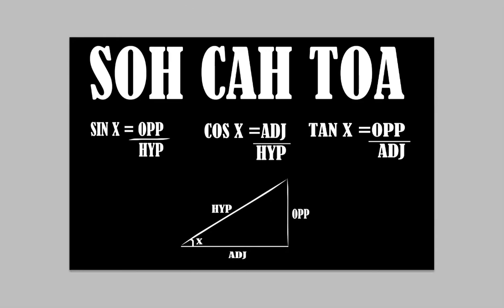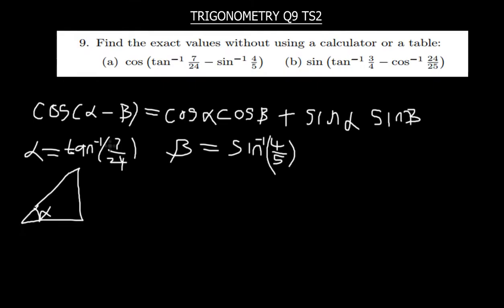So tan is opposite over adjacent, which implies that this 7 is our opposite over this 24, which is our adjacent. So the opposite to this alpha angle here is 7, so I'm going to write 7 there. And then the adjacent to this angle is 24. And when you use Pythagoras to find the hypotenuse, you discover that your hypotenuse is going to be 25.